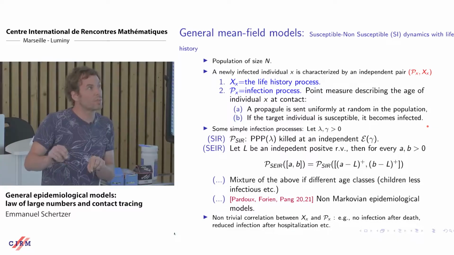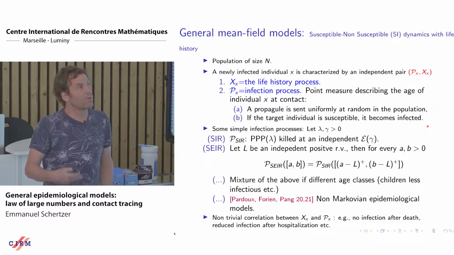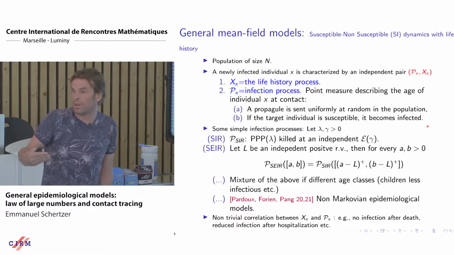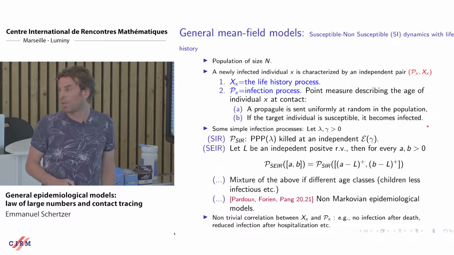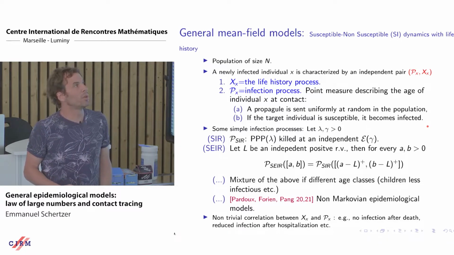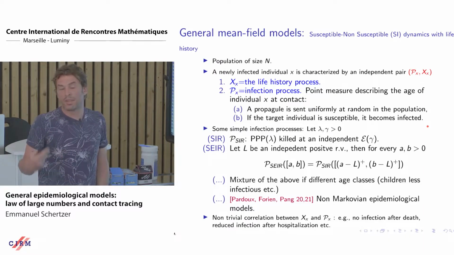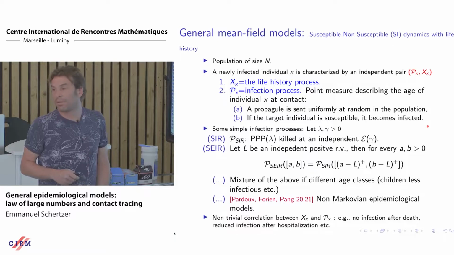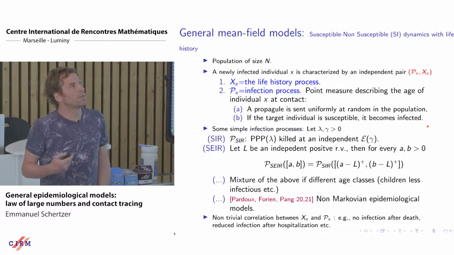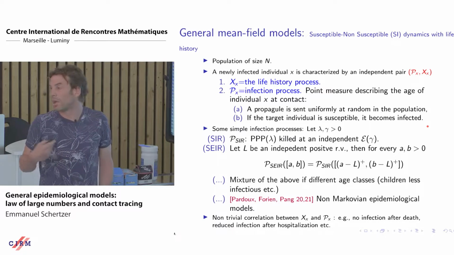Each atom corresponds to a potential infection. So if you have an atom at 1, this means that 1 day after infection, you contact someone chosen randomly in the population, okay? Uniformly at random in the population, and then two things can happen, okay? Either the individual you contact is already infected, in which case nothing happens, or otherwise, if the target individual is susceptible, then it becomes infected, okay?